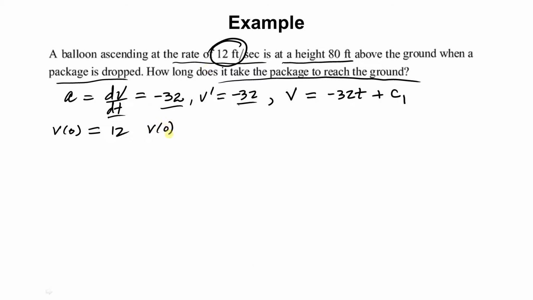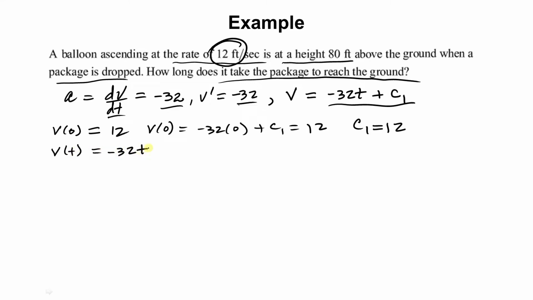So v at 0, plugging in 0 here, we get minus 32 times 0 plus c1, and that is equal to 12. Solving that for c1, we get c1 is equal to 12. And so we come up with the equation that v of t is equal to minus 32t plus 12. Now we want to find an equation for the position s of t. We know that v is equal to ds/dt. Well, ds/dt we just figured out was minus 32t plus 12.